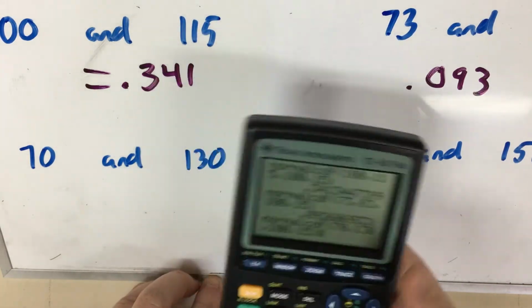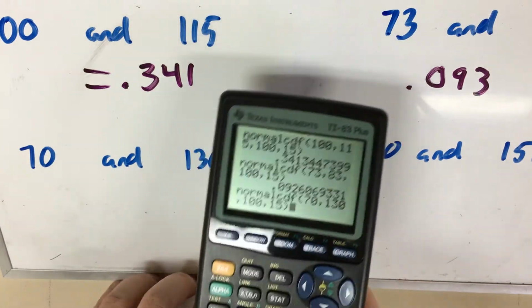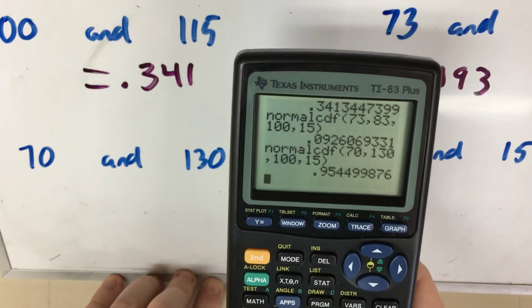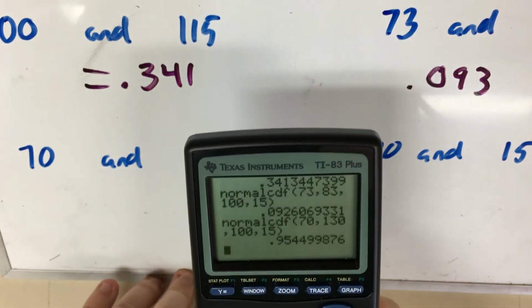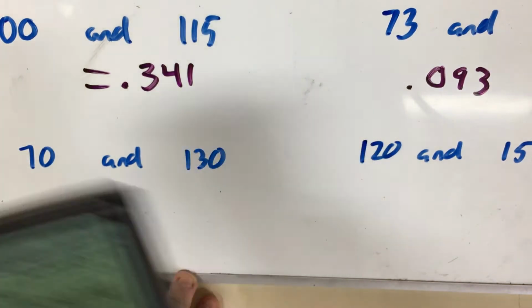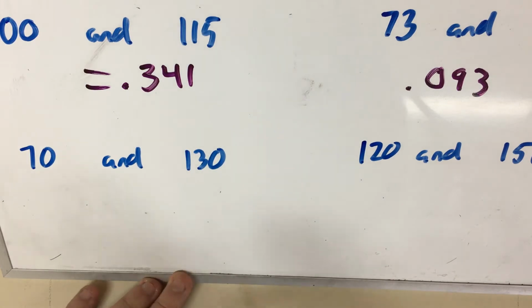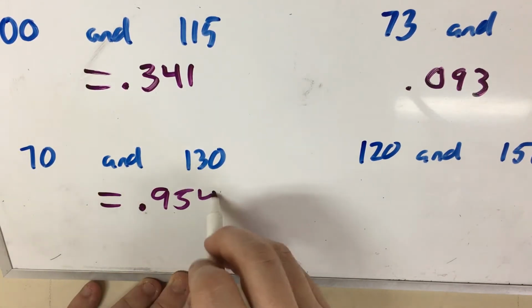Just like with z-scores, our mean and standard deviation are going to be the same for every normalcdf we do with this distribution. This one gives me 0.954. Now this, of course, is a little more than the 95% we were expecting from what we knew about the empirical rule. But just remember, the empirical rule rounds and estimates a little bit, so that is 0.954.